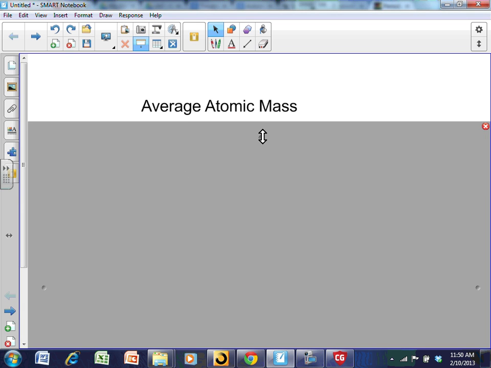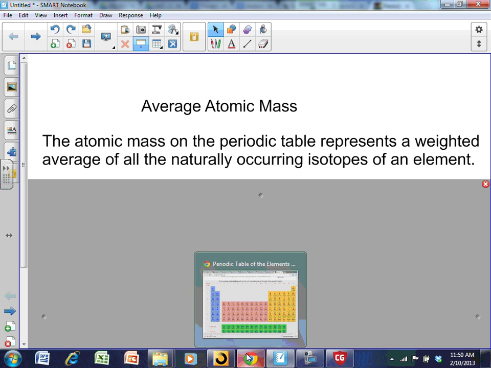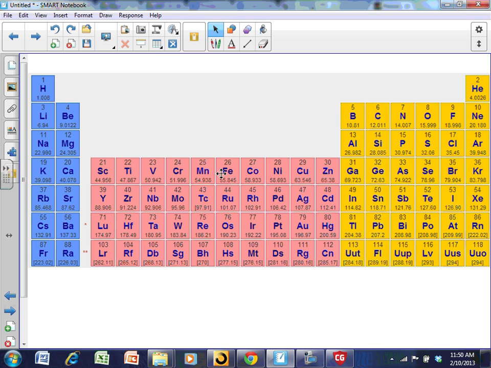Well, the atomic mass represents a weighted average of all the naturally occurring isotopes of an element. So when you have an element, for example iron, you may have some isotope iron 55 and some isotope iron 56, and this number represents an average of those isotopes. But it's not just a numeric average, it's a weighted average. The reason is that a numeric average just wouldn't make sense. It wouldn't take into account that maybe one isotope is more common than another isotope.